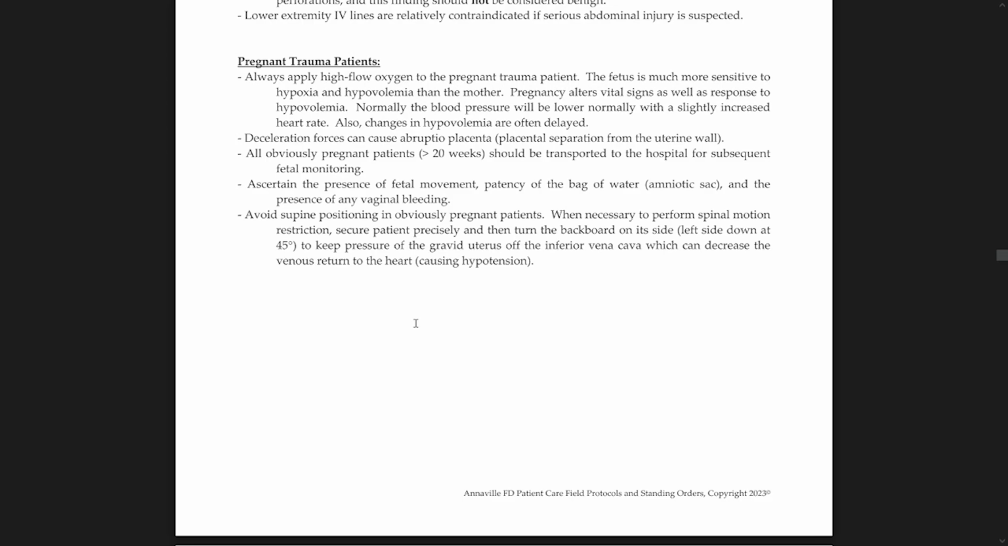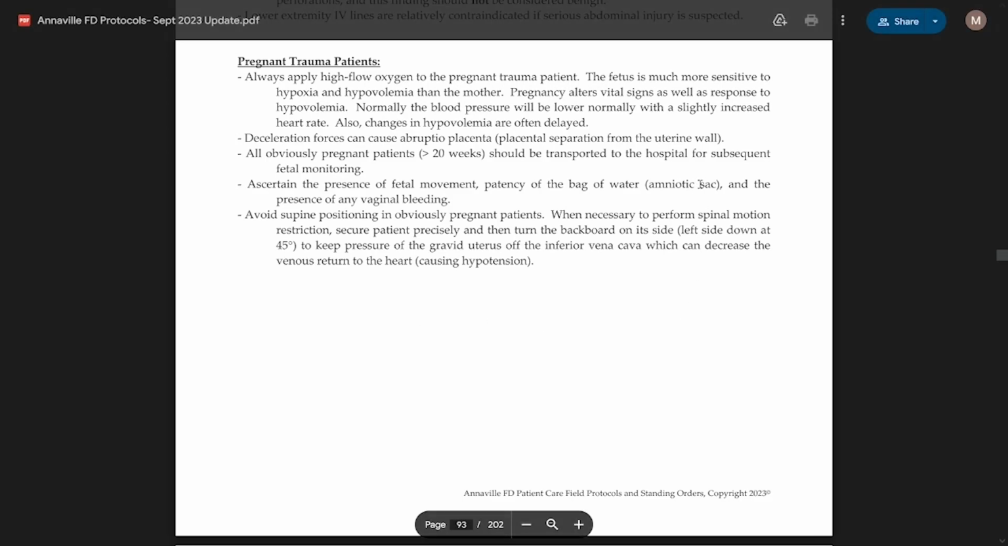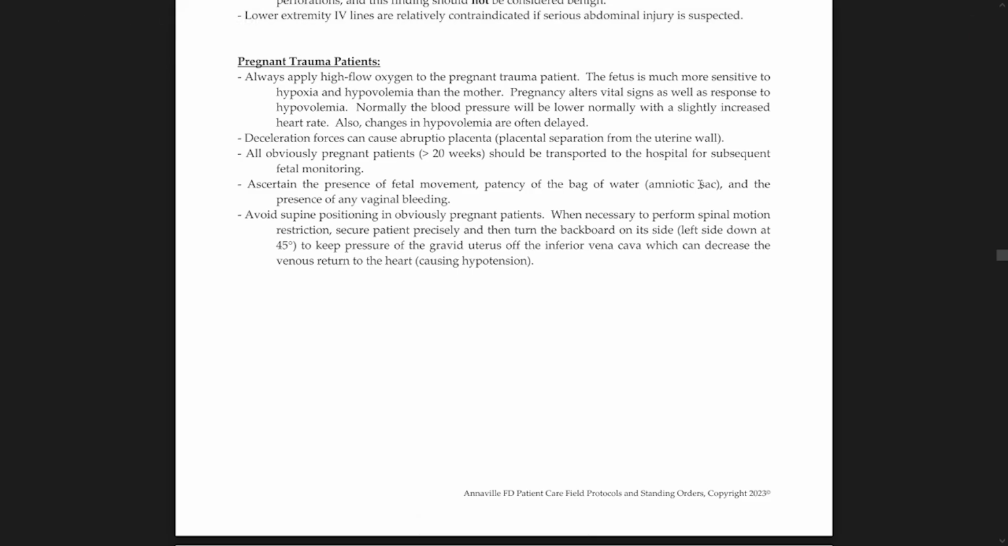Ascertain the presence of fetal movement, patency of the bag of water, which is the amniotic sac, and the presence of any vaginal bleeding. Avoid supine positioning in obviously pregnant patients. When necessary to perform spinal motion restriction, secure the patient precisely and then turn the backboard on its side to assume a left side down 45-degree angle to keep pressure of the gravid uterus off the inferior vena cava, which can decrease the venous return to the heart, causing hypotension.